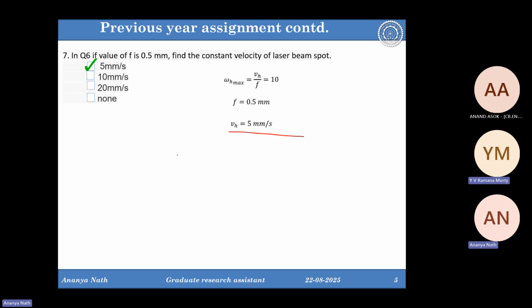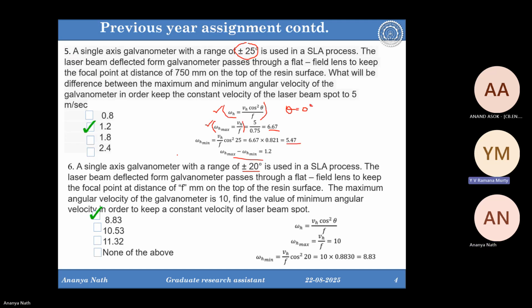The formula is the same. You have to read the question carefully. In the earlier formula, cos square theta is used. Earlier slide, cos square 20 it is. Yes, maximum also. In maximum, theta is 0, like cos 0 is 1. So it's 1. That is 6.67.